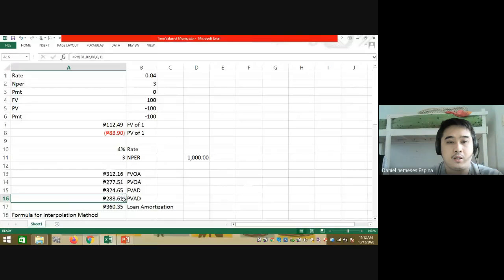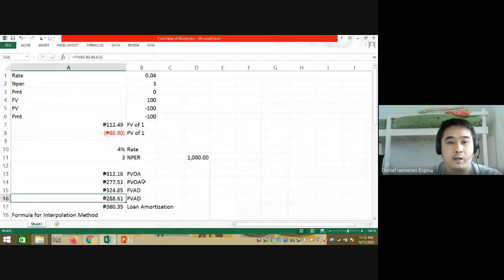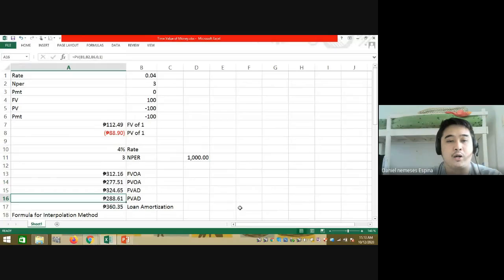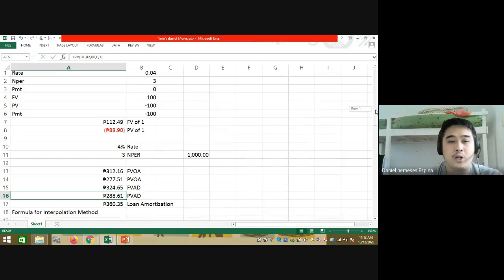Okay, so 'di ba? 312.16 here and then here 324.65. Present value is 277.51 while the annuity dues are 288.61. So the reason for that is again, they have an extra year, 'di ba? Kaya nag-start man sila dayon. Okay? For extra period. Now, how to compute loan amortization?